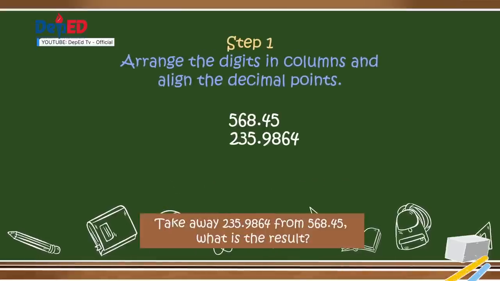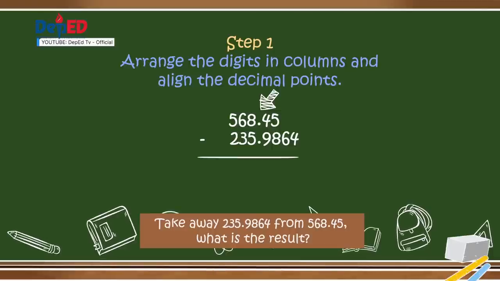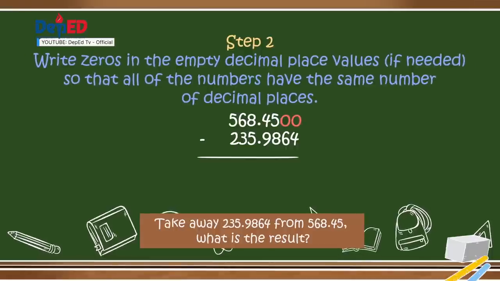Step 1. Arrange the digits in columns and align the decimal points. In this case, the minuend is right after the words "subtracted from." Step 2. Write zeros in the empty decimal place values, if needed, so that all of the numbers have the same number of decimal places.